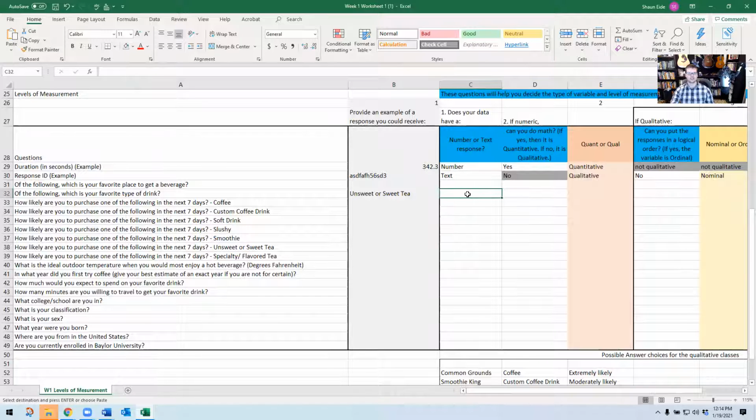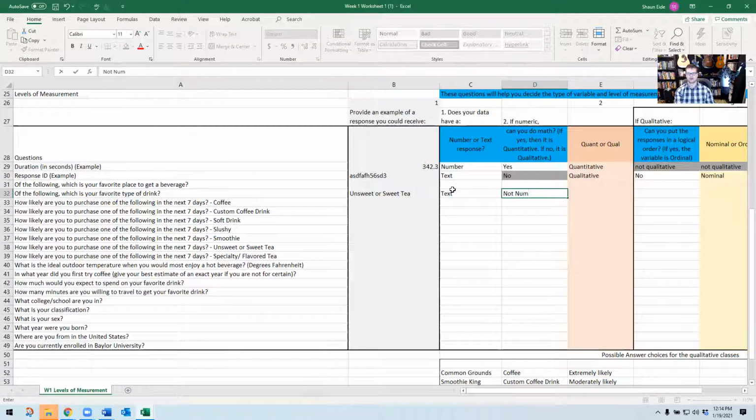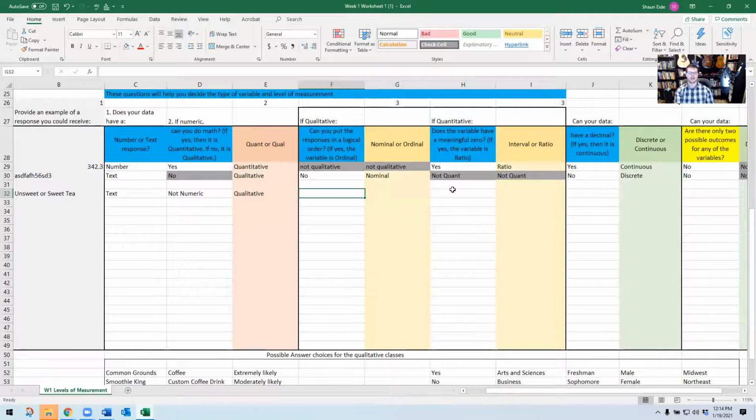This is all just a lot of practice for you. So unsweet tea. So what is this? A number or a text response? This is text. If it's numeric, can you do math? Not numeric. So is this qualitative or quantitative? Because it's not numeric, it's going to be qualitative. If it's qualitative, can you put the responses in logical order?